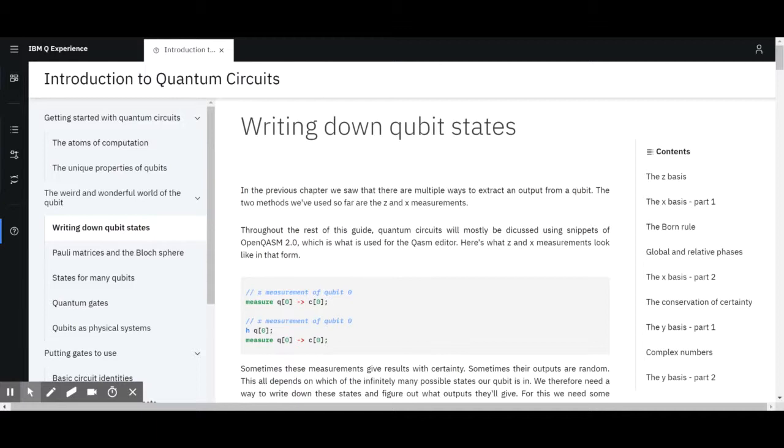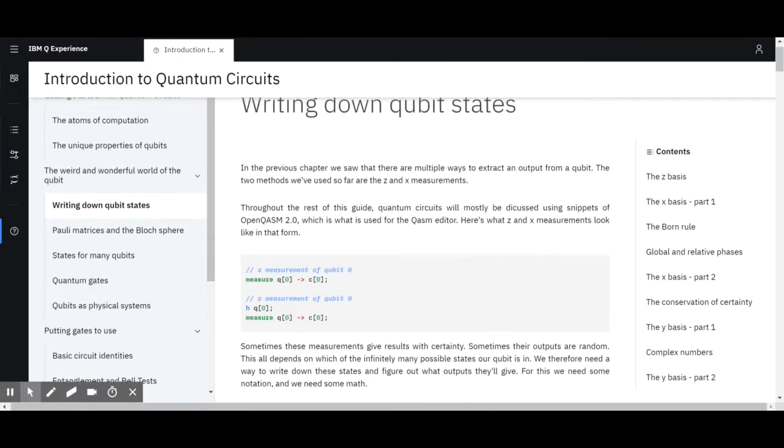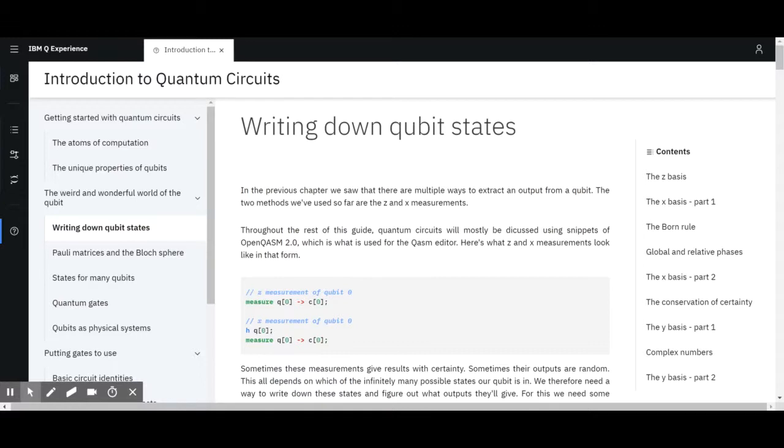But I see already in the table of contents that we're going to talk about the x basis, the y basis, and the z basis, which I think is good. So those are sort of the three dimensions that I talked about. And yeah, let's see what this is about. Let me just get the color in here.